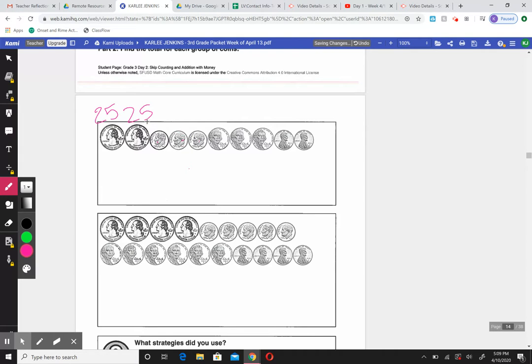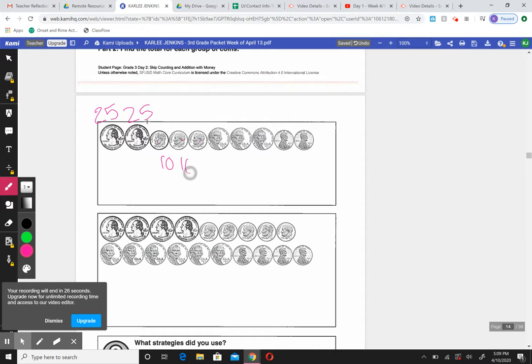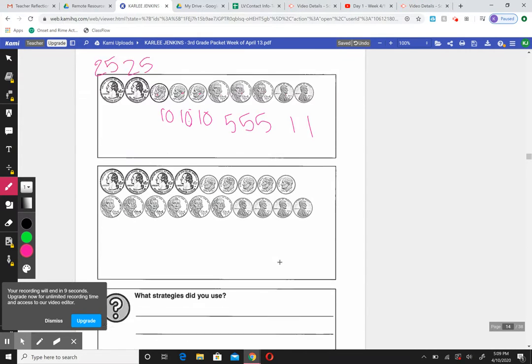Then there's 1, 2, 3 dimes. There are 1, 2, 3 nickels. So 5 plus 5 plus 5. And then ones. So go ahead and add all of those numbers up. And that should be the amount of money that you have. And then you're going to do that for the rest of this down here.